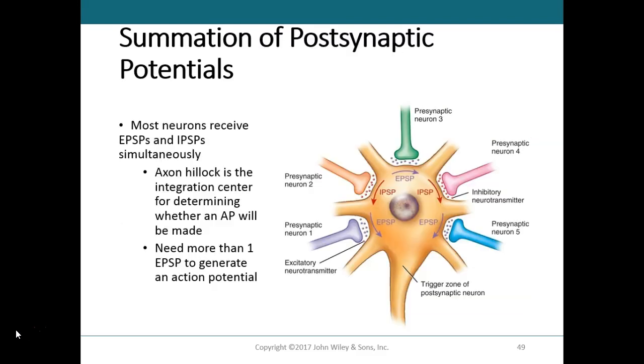As I mentioned in the previous slide, a neuron in the central nervous system receives a lot of input from many different presynaptic cells. So it's the net summation of excitatory postsynaptic potentials and inhibitory postsynaptic potentials that is going to determine whether or not that cell is depolarized to threshold. If threshold depolarization is reached, then an action potential will occur at the trigger zone here of the axon hillock, and an action potential will be propagated down the axon.